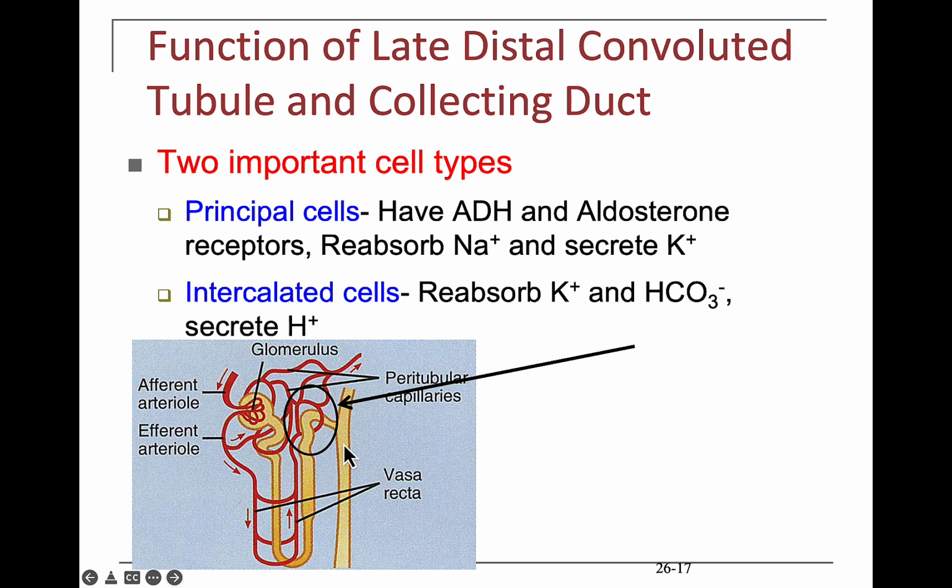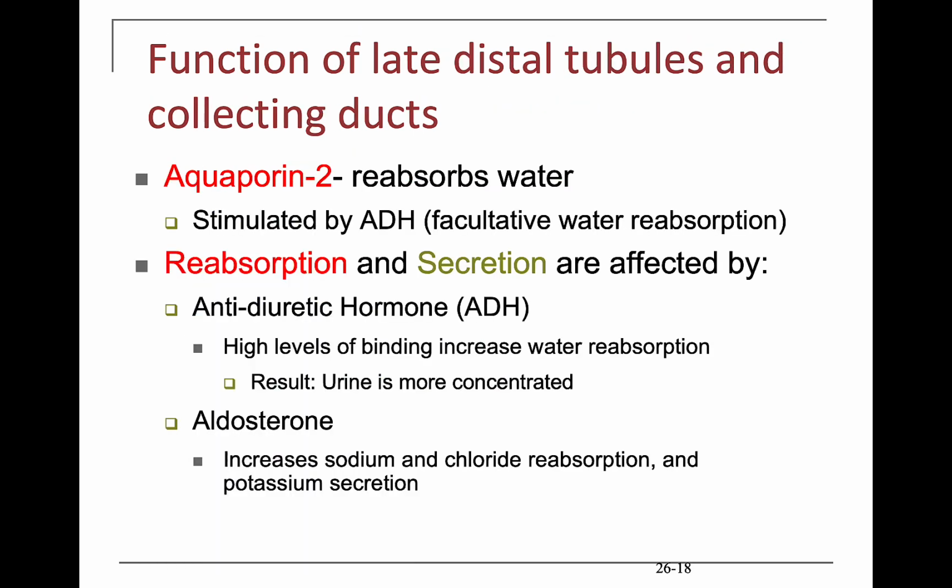The late distal tubule functions along with the collecting duct, this long area that supplies sometimes more than one nephron, but there are two important types of cells located in the late distal tubule and the collecting duct. Principal cells, which have receptors for both antidiuretic hormone and aldosterone, which help to maintain sodium and blood volume, as well as intercalated cells that reabsorb potassium and bicarbonate ions and secrete more hydrogen. Principal cells reabsorb sodium and secrete potassium too. So we'll see as we look at diuretics as well, lots of diuretics are potassium secreting.